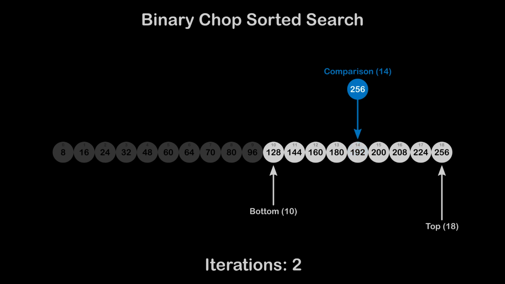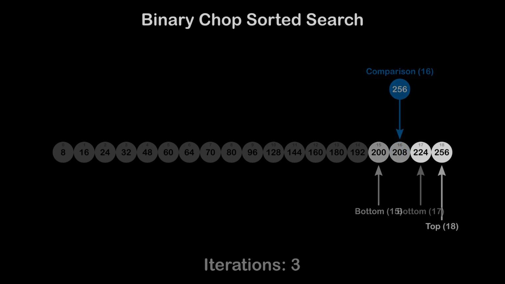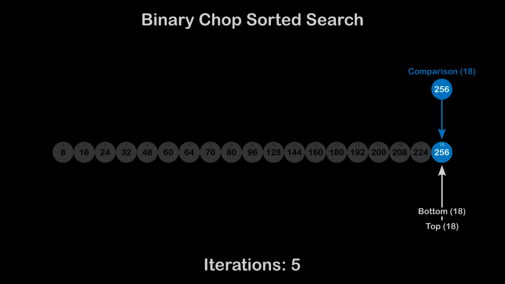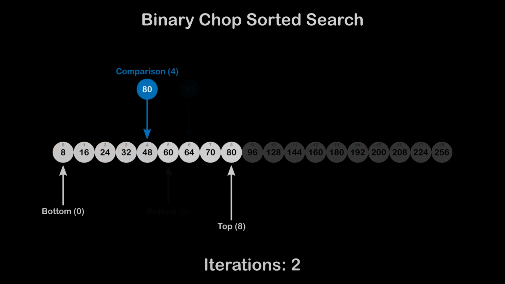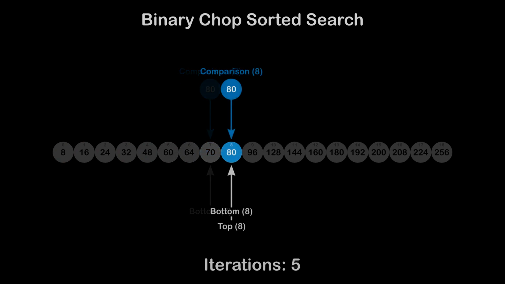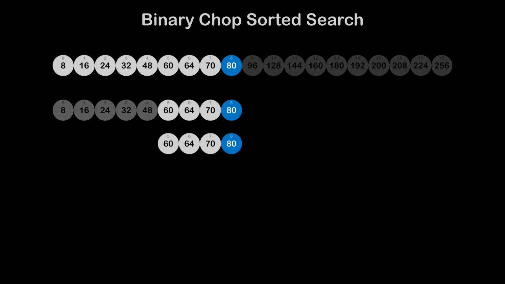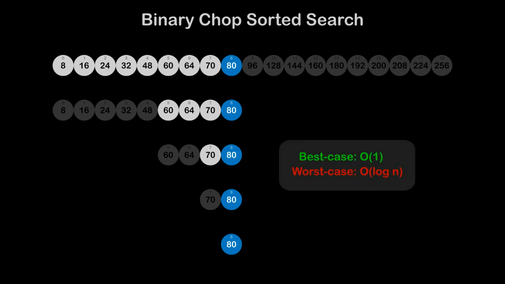also less than our target value of 256. Once again, we exclude the values that cannot possibly be a positive match. Repeating the process to its logical conclusion, the target value is ultimately located upon its fifth iteration. Repeating the entire process with a search value of 80 instead of 256, we once again converge upon a target after its fifth iteration. As the binary search effectively halves the viable dataset upon each iteration, it yields a best and worst case complexity of O(1) and O(log n) respectively.